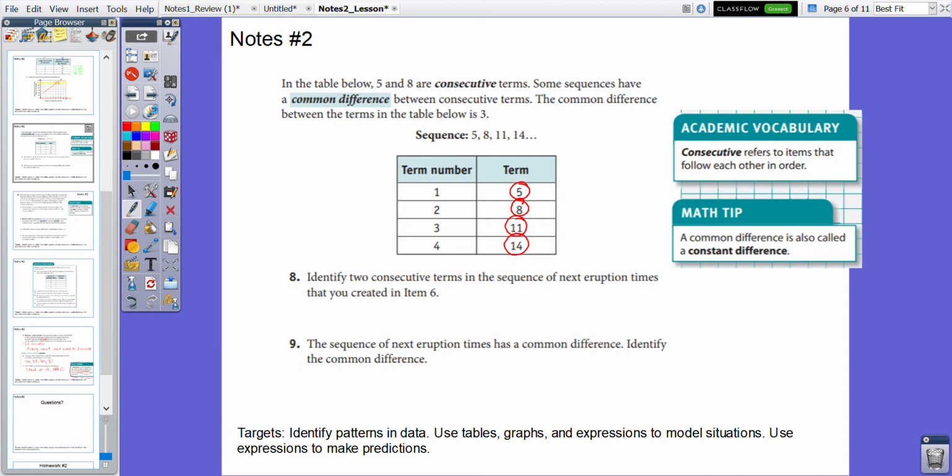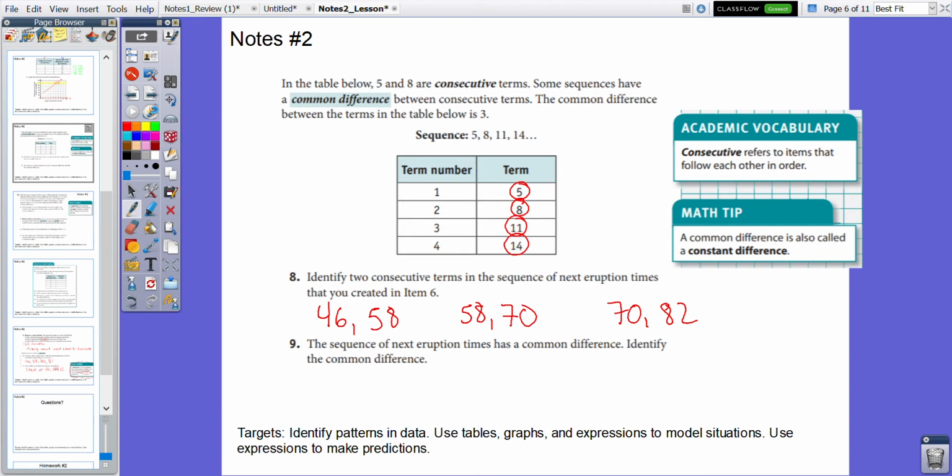So that's how we know what a common difference is. If we add or subtract a number to get from one term to the next in terms of its consecutive terms, that's our common difference, to get from one term to the term after that, and the term after that, and the term after that. So for number 8, consecutive terms in the sequence of next eruption times that you created in item 6: well, if we started at 46, the term after that would be 58. But we could also look at 58 and 70, so 58 and 70 would also be considered consecutive terms. And then 70 and 82 would also be a set of consecutive terms.